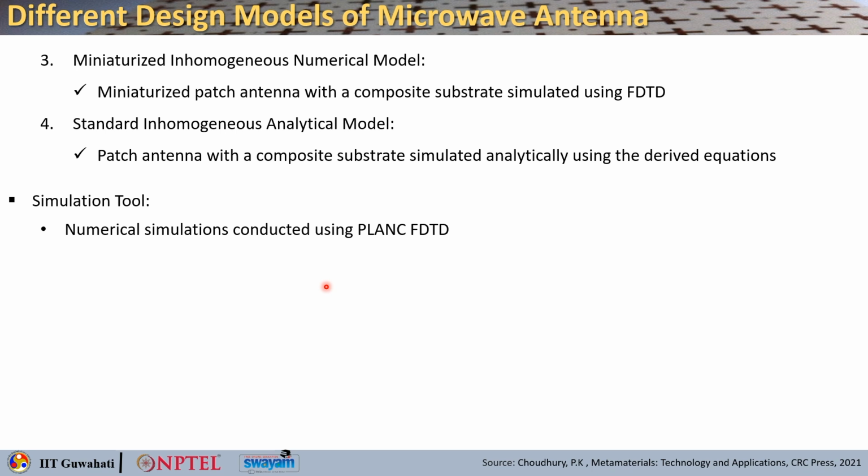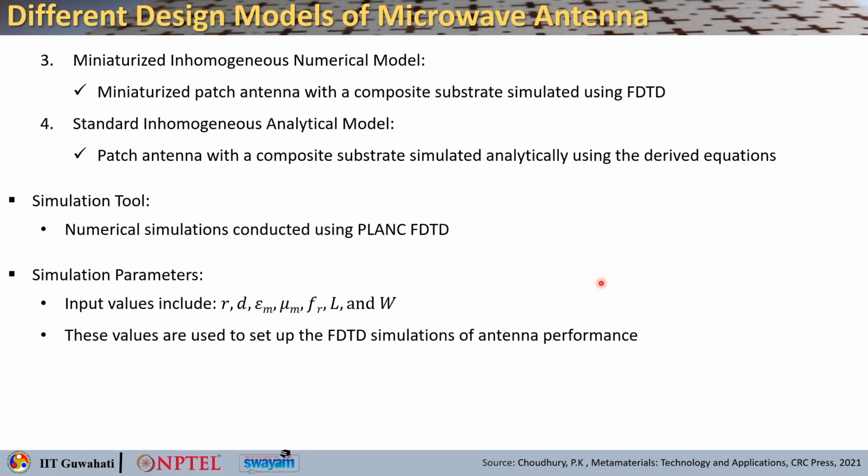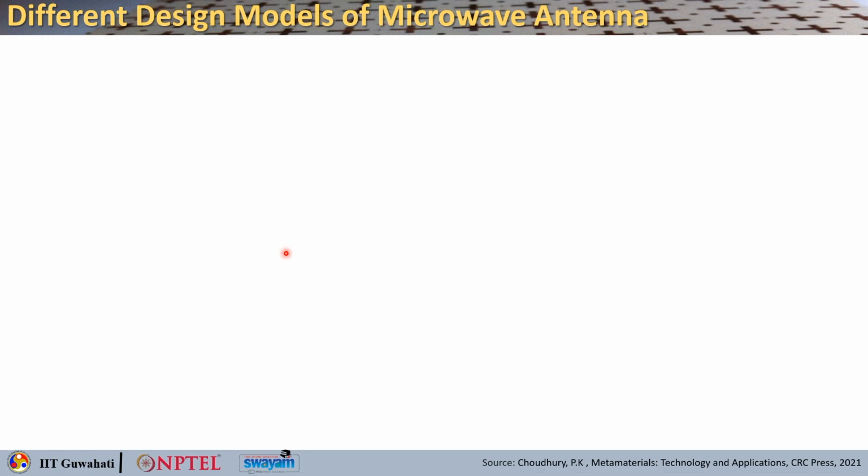The commercial FDTD software Planar FDTD was basically used in this particular study as reported in this book, for making the numerical simulations. In fact, the earlier obtained values of radius, pitch d, epsilon m, mu m, fr, L and w are being used in the parameter settings of the software for performing the above mentioned FDTD simulations for evaluating the antenna performance.